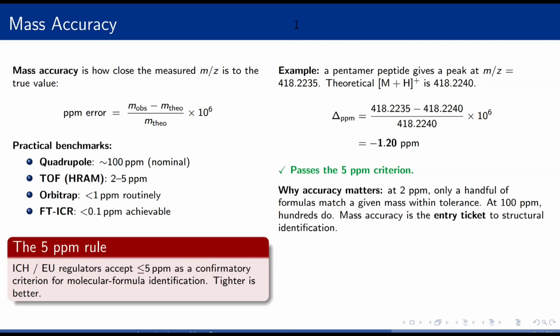How does all this matter? Because at low mass accuracy, dozens or hundreds of molecular formulas can match a given nominal mass. At 2 ppm accuracy, typically only 2 or 3 formulas match for molecules below about 500 Daltons.